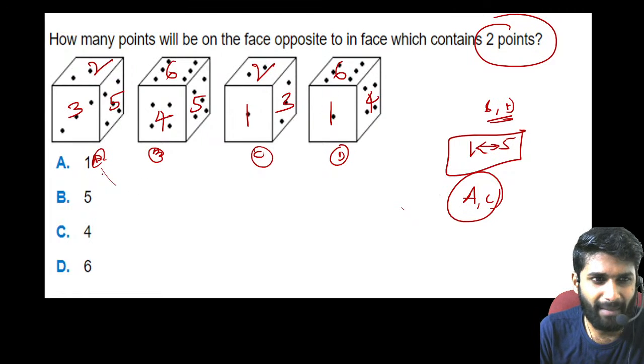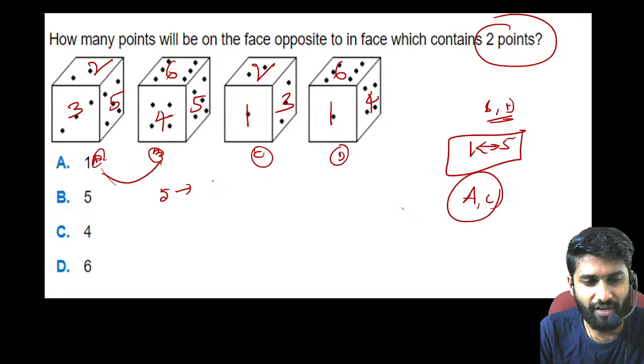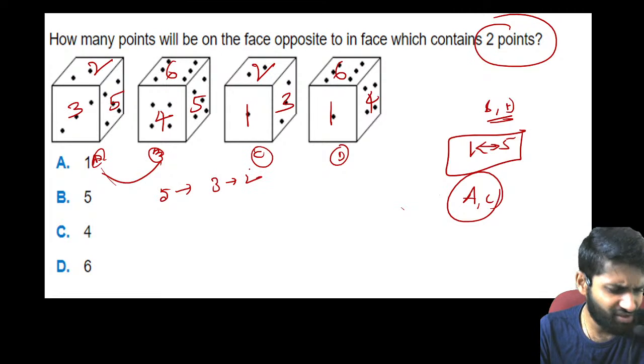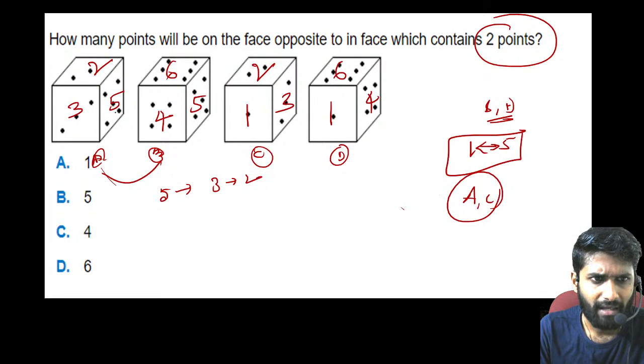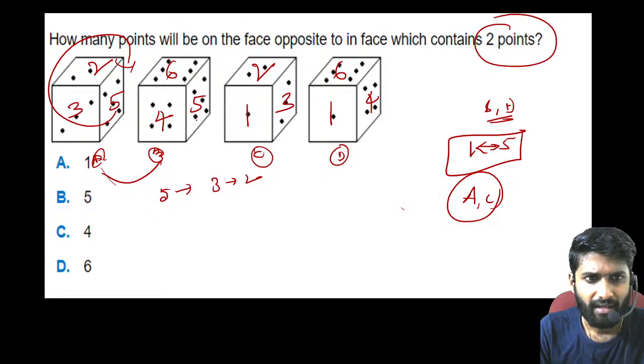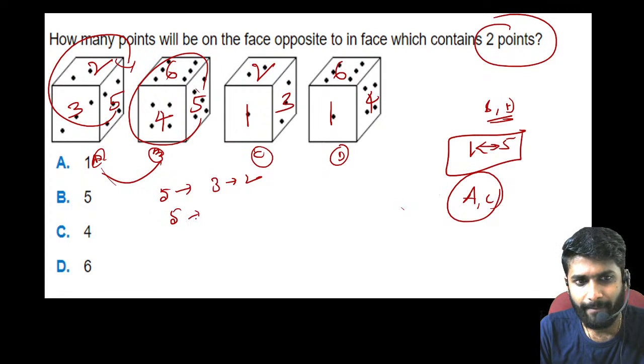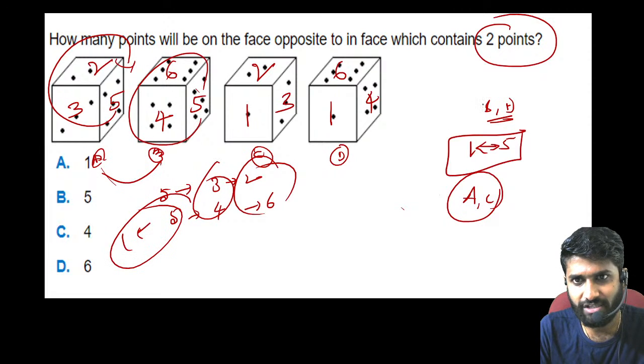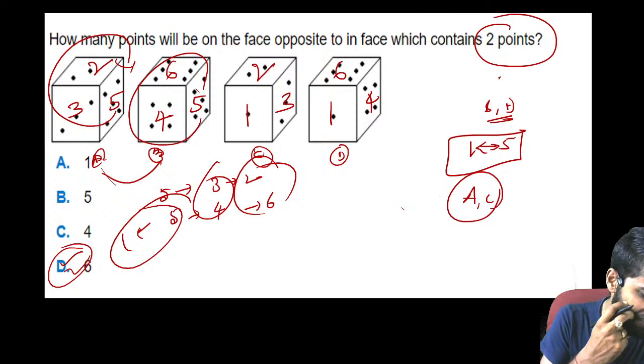Or just compare A and B. For example, if you compare A and B, what is the common thing? See, 3, 2, 5, 6, 4, 5, 5 is the common. In this way, just compare any of the elements, no problem. So 2 and 6 are opposite, 3 and 4 are opposite, 1 and 5 are opposite. Here my question, the opposite number of 2 is exactly 6. Yes, 6 is the correct answer.